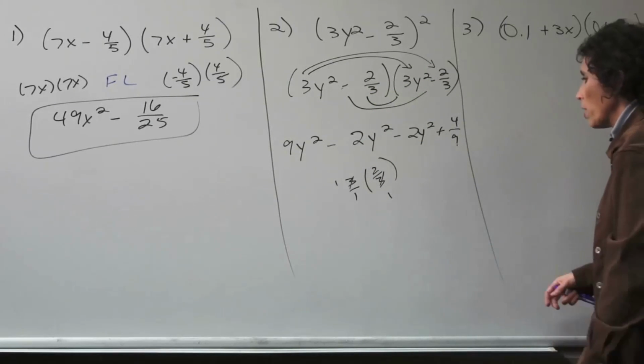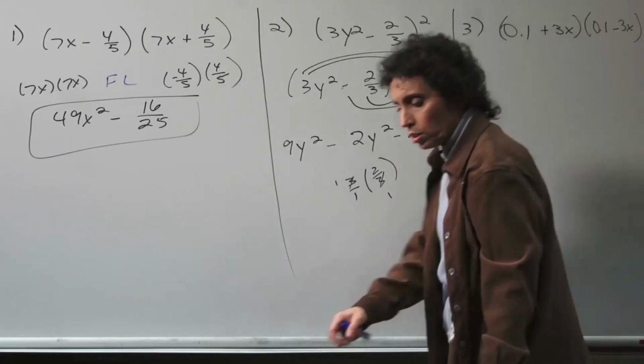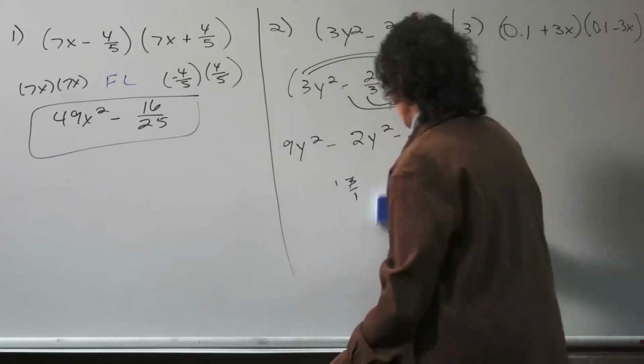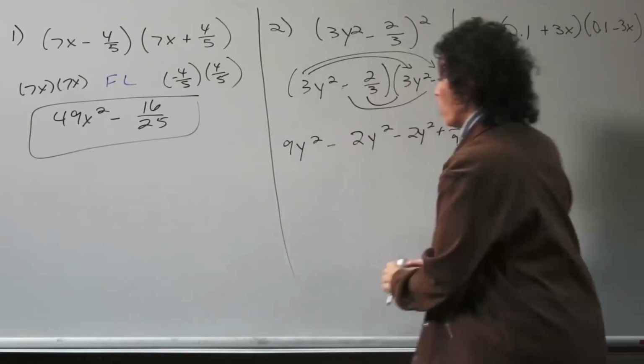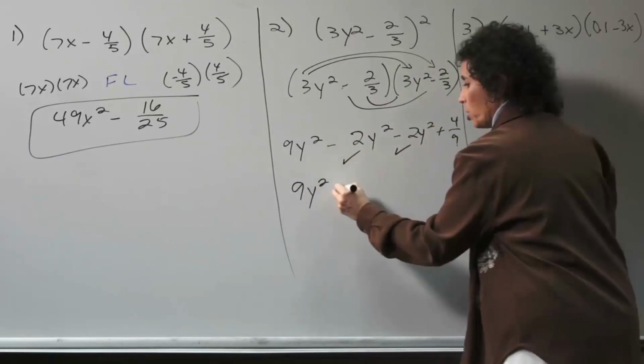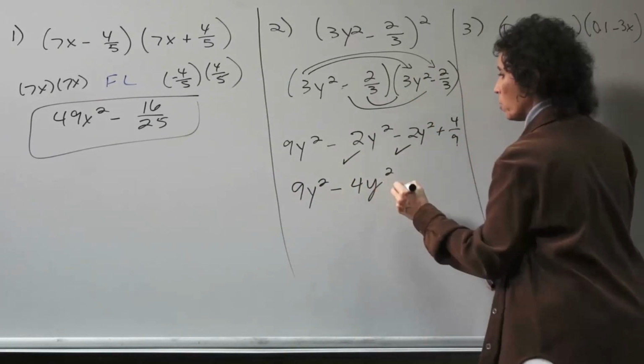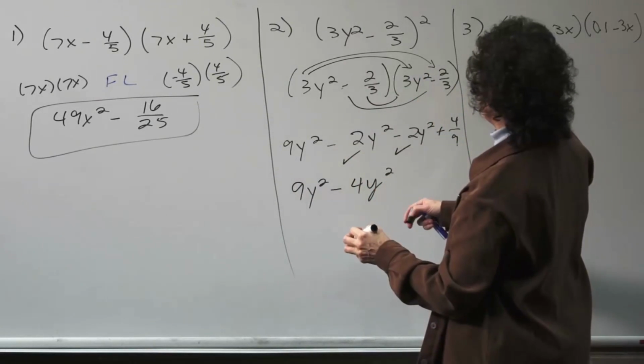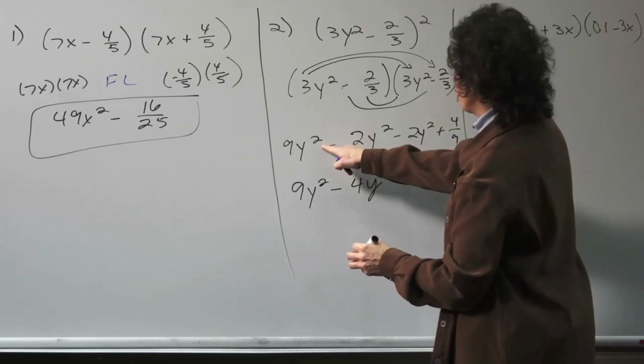Good? All right, so don't go crazy with these fractions. I'm even making them easy. All right, 9y squared. I owe you 2, I owe you 2, I owe you 4y squared. Oops. What did I do? This shouldn't be squared.